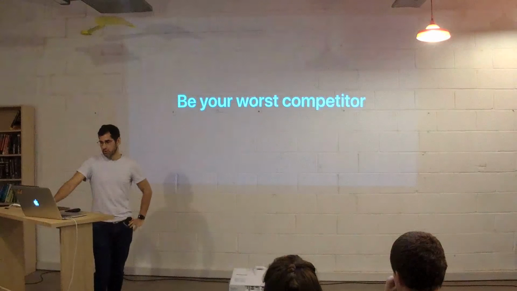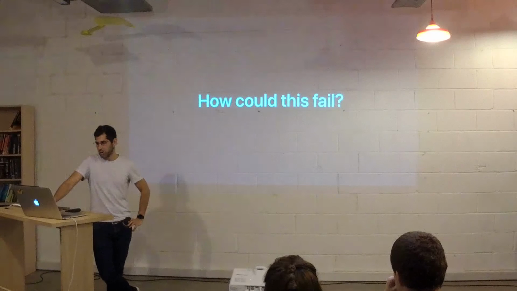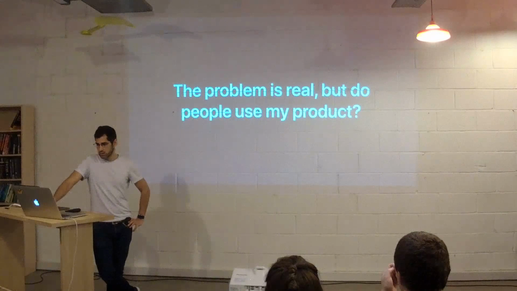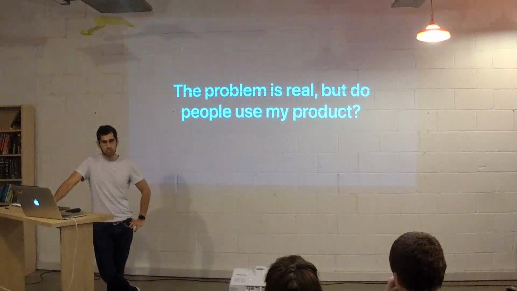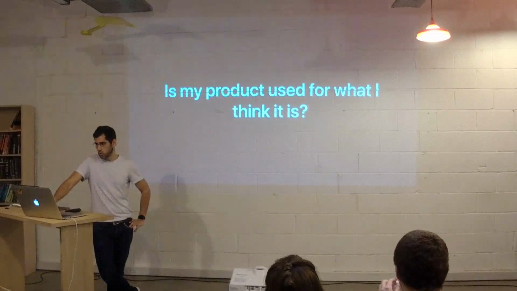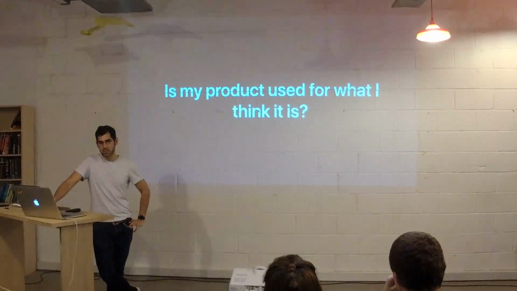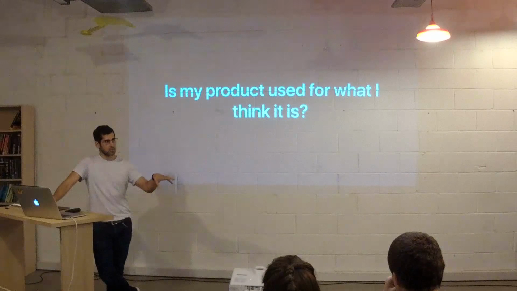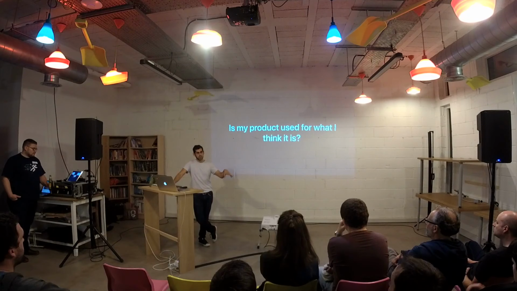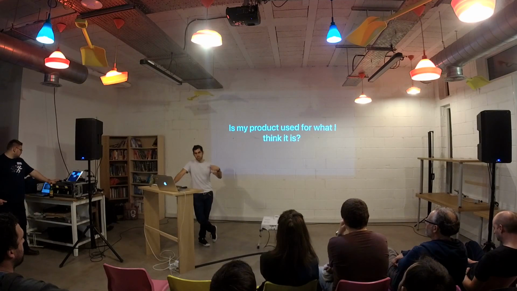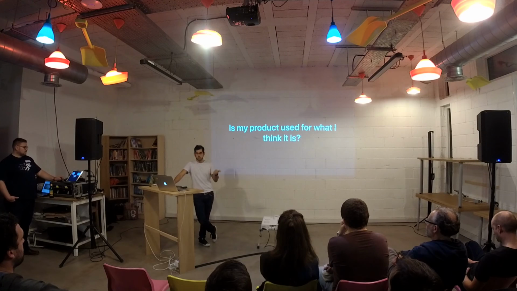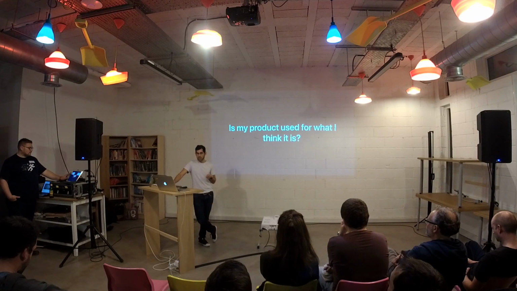Just be your worst competitor and think about everything that could fail in your app. See if the problem is real, but also analyze whether people are actually using the product, and whether it is actually being used for what I think it is. So it's not just in the beginning, I'm going to research the problem, I found the problem, I'm going to put it out there. This needs a continual learning process. You actually need to keep checking what people use the most or less, and how I can adapt my product.